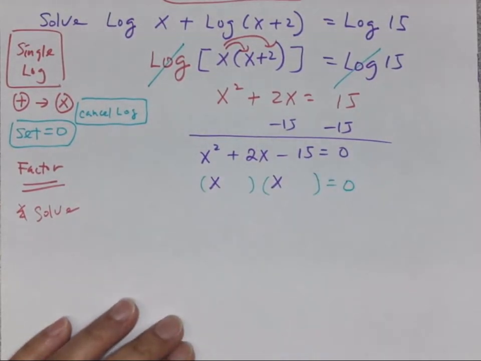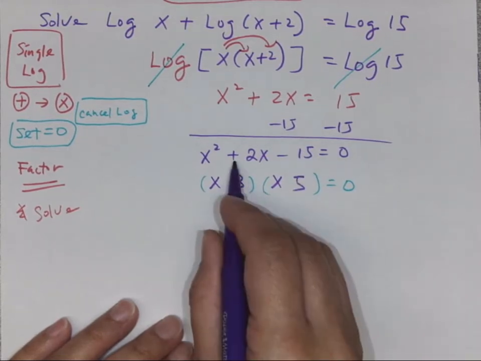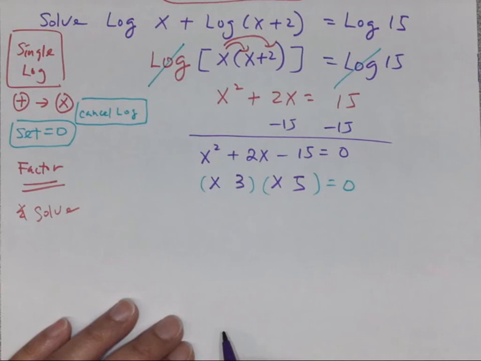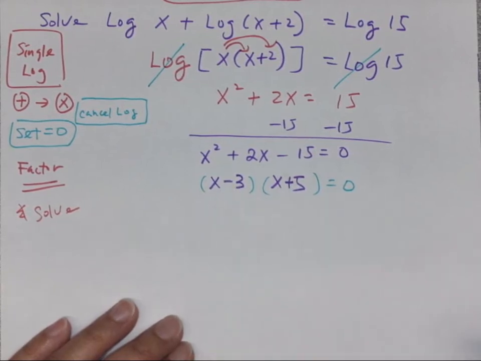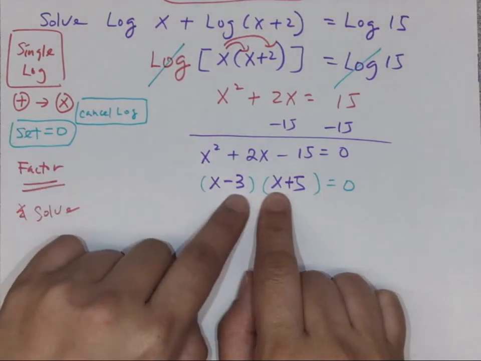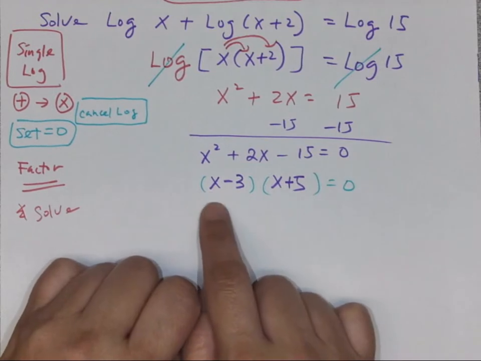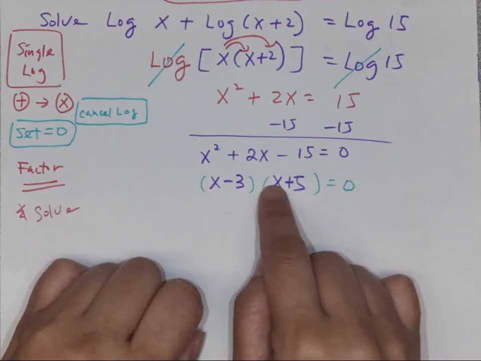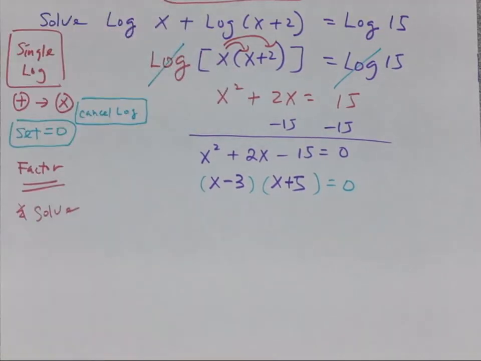Anybody figure out the two numbers? 3 and 5, and the middle is positive, meaning the 5 is positive, this is negative 3. And we can check it real quick: x times x is x squared, negative 3 times 5 is negative 15. And then the outside we have positive 5x, subtract 3x in the middle, then it's positive 2x. But if you want to go through the AC method, it's perfectly fine too.